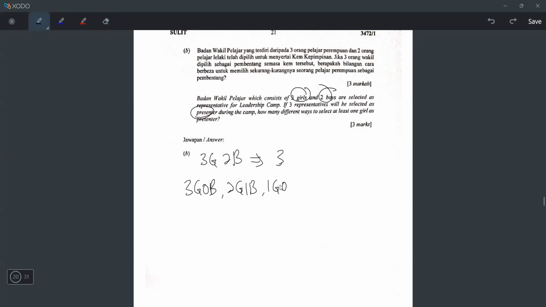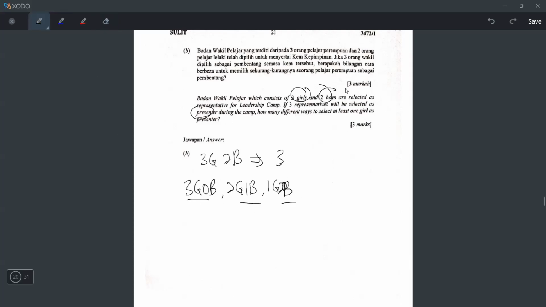1 girl, 2 boys. That's one of the possibilities. And also maybe I'll get 0 girls, 3 boys. But wait, there are no 3 boys. There are only 2 boys. So where would the other one come from? It's impossible. This possibility I have to erase. So there are only these possibilities.